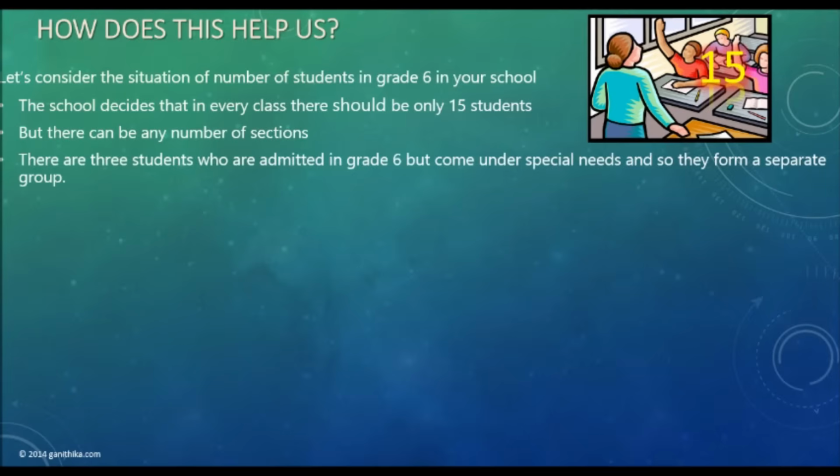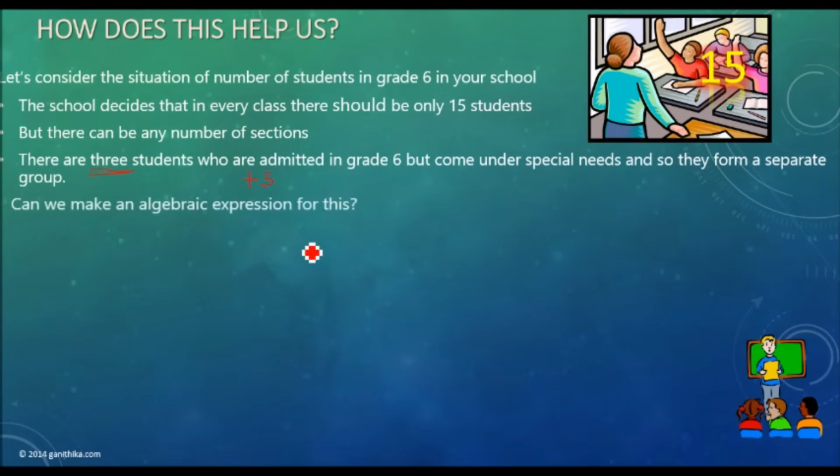There are 3 students who are admitted in grade 6, but they come under special needs. Therefore, they are not in this group of 15 students. They are not in these class sections, but they are a separate group altogether. So 3 students are separate, extra in the language that we have been using. Extra 3 students. So it is plus 3 students. Okay, remember that. So we have 3 students as a separate group.